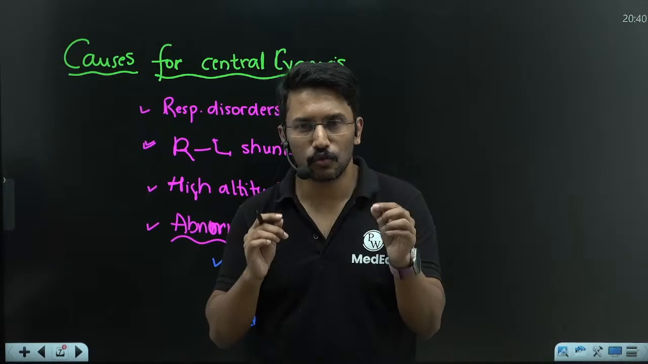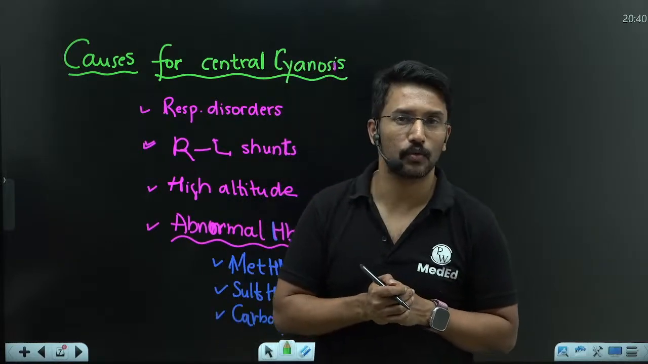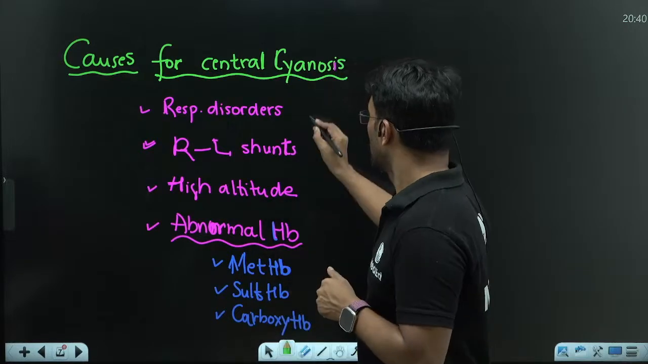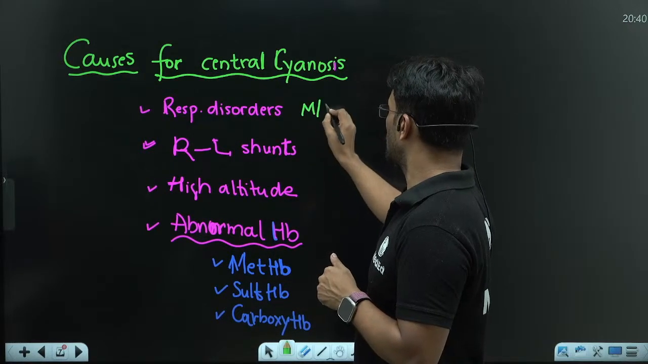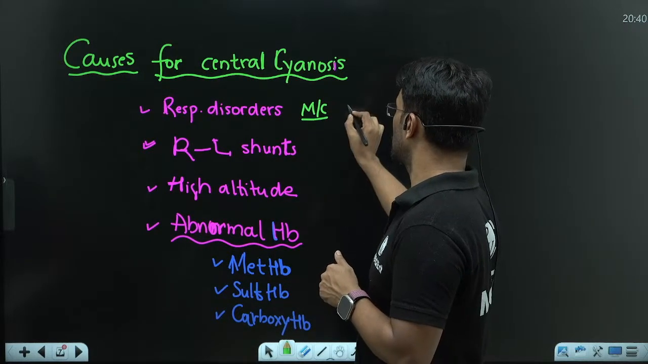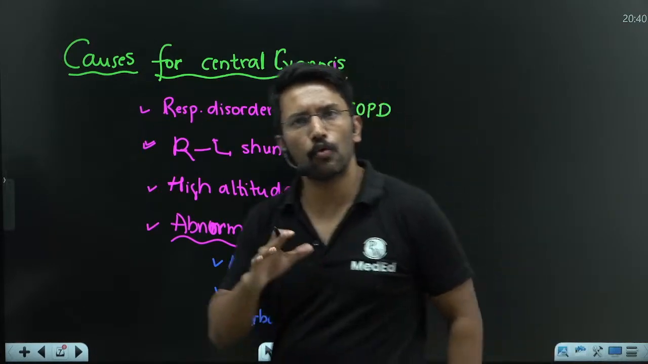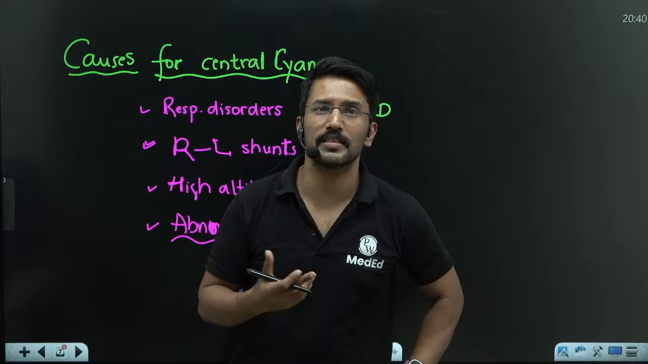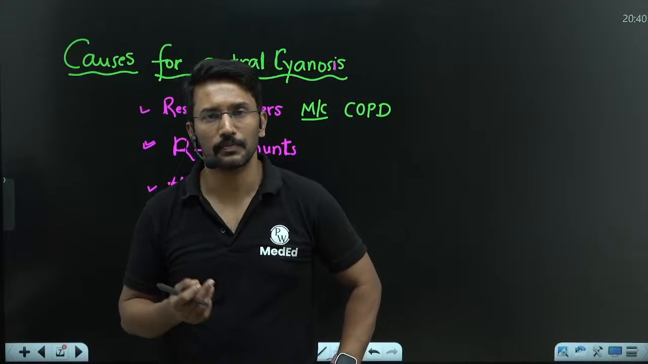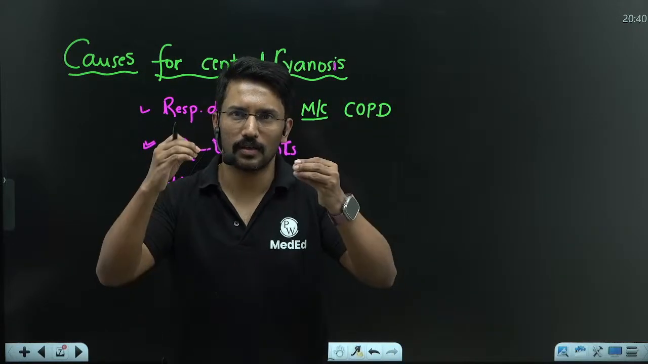Now, between these two, which patient is likely to develop cyanosis? The most common respiratory disorder causing cyanosis is COPD. Now, who is likely to develop cyanosis? Is it the emphysema patient or the patient with chronic bronchitis? Both are components of COPD.